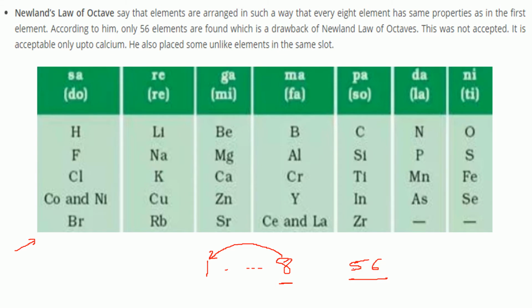This was not accepted, but there are certain theories which gave rise to the table which we are using. It is applicable only up to calcium. He also placed some unlike elements in the same slot. This was also a drawback.